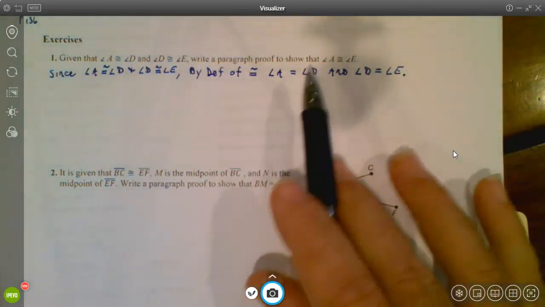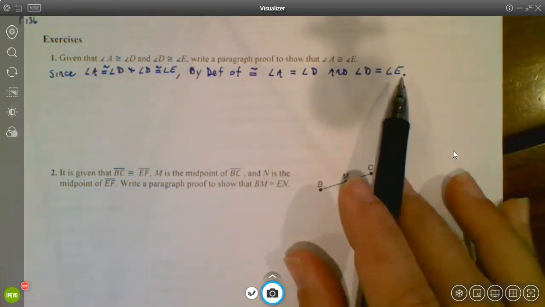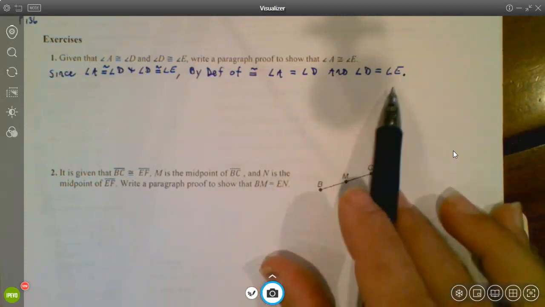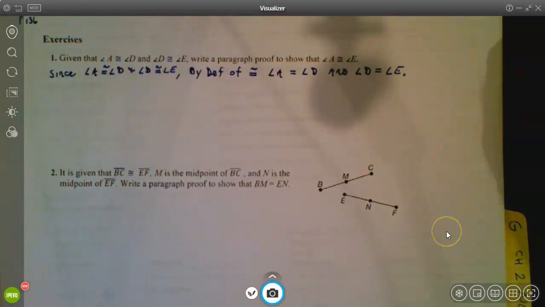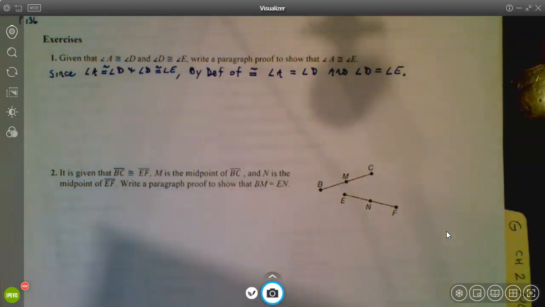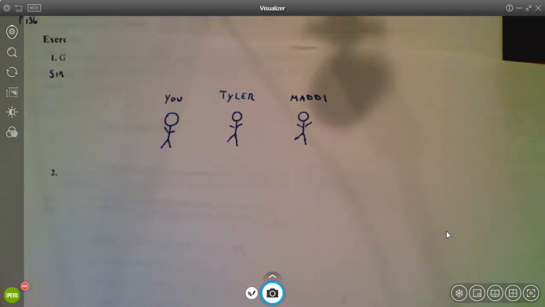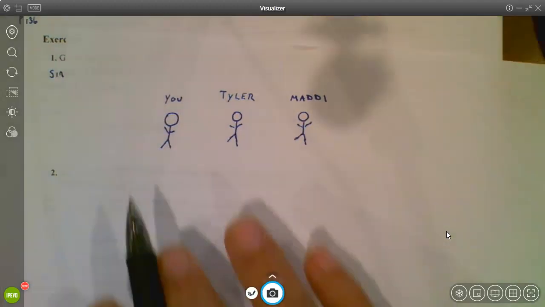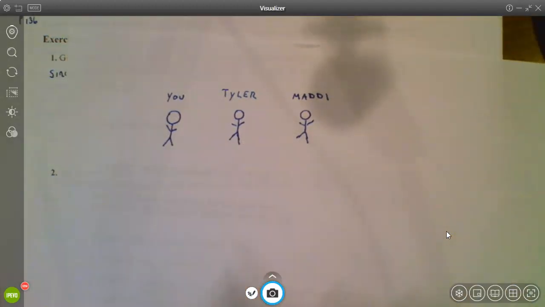So now as I look at those, I'm going to say, okay, well, if A is equal to D and D is equal to E, therefore, what are we going to be able to say about those two things, right? And let me show you where this comes from. There is a geometry property for this, and I'm going to use some beautiful artwork to explain it to you. This is my beautiful artwork. So if I were to tell you that you are as tall as Tyler, and Tyler is as tall as Maddie, what would that tell you about your height compared to Maddie's height?